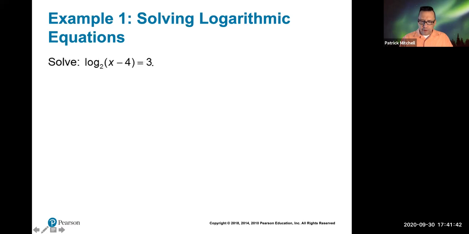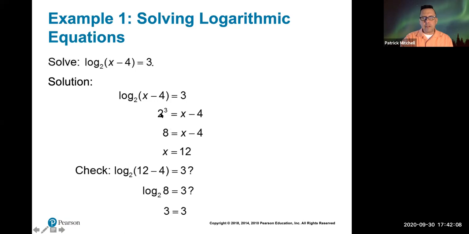Okay, so for our first example, and I don't need to do this one on the tablet, we're going to solve the equation log base 2 of x minus 4 equals 3. So the base is 2, and what is a logarithm? A logarithm is an exponent, and this logarithm is 3. So when I write this equation in exponential form, the exponent is 3. See that? So in exponential form, this is 2 to the 3rd equals x minus 4.